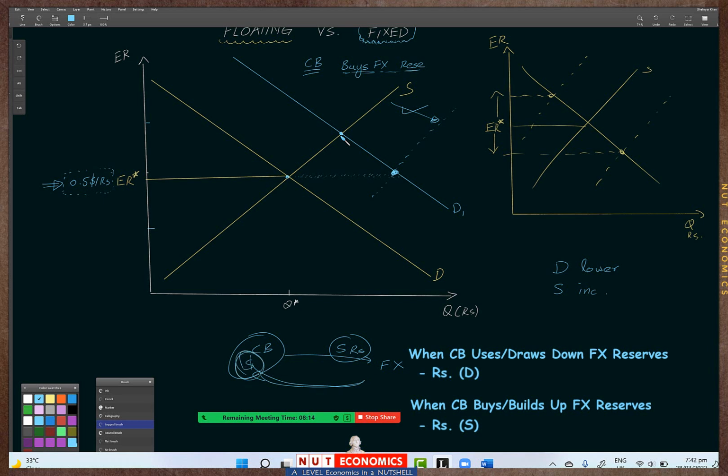And that is why today Chinese central banks hold, I think, trillions, maybe not trillions, but billions of dollars of FX reserves. Actually, I think it is in trillions of dollars.